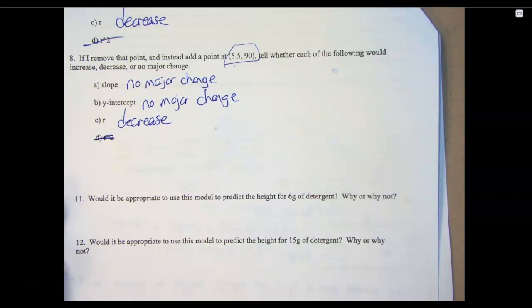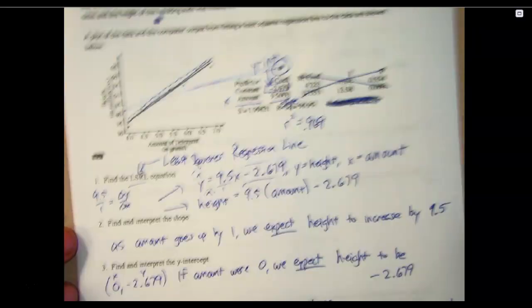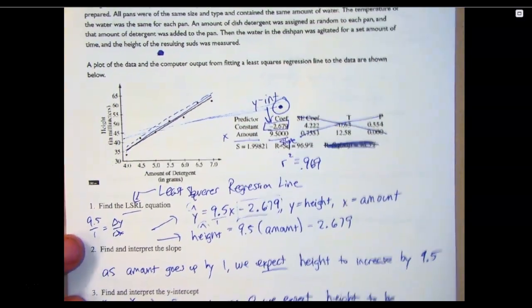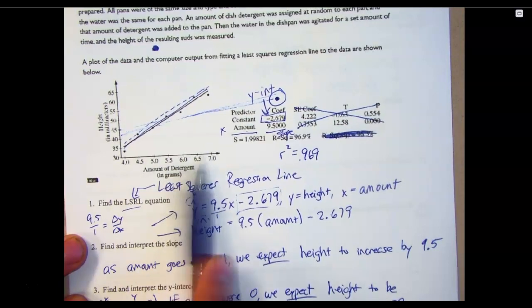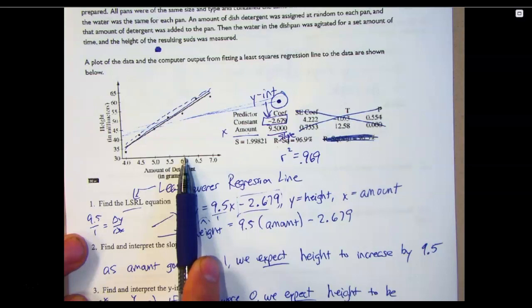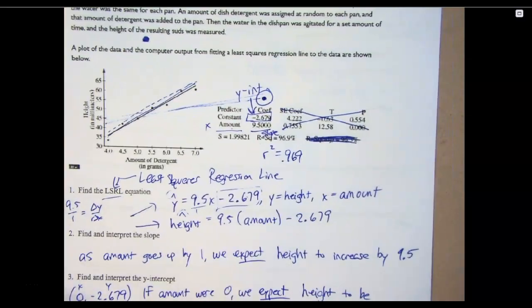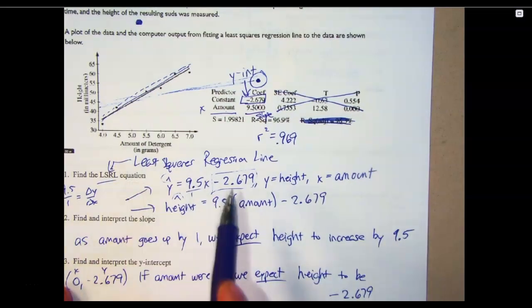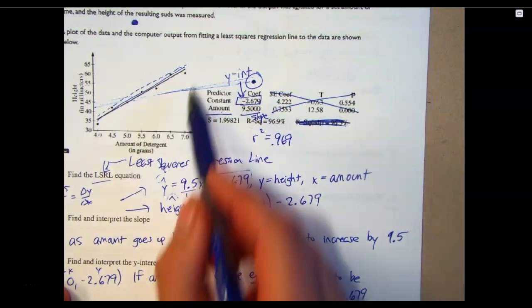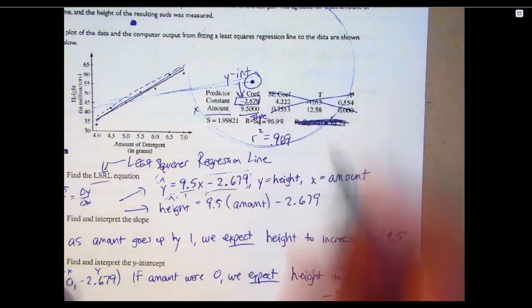Questions there? For 11, would it be appropriate to use this model to predict the height for 6 grams of detergent? So this is getting into interpolating versus extrapolating. 6 is within my data set, so we're totally fine. If you said, what height would you predict if there were 6? I would go to 6, look at my graph, and go over to it's like 55 or something. But if I said, could I use this to predict what happens if there's like 20 grams of detergent? Do I have any idea what happens over here? I do not.